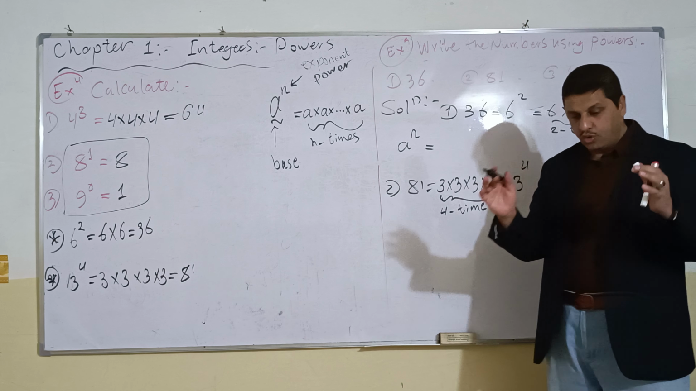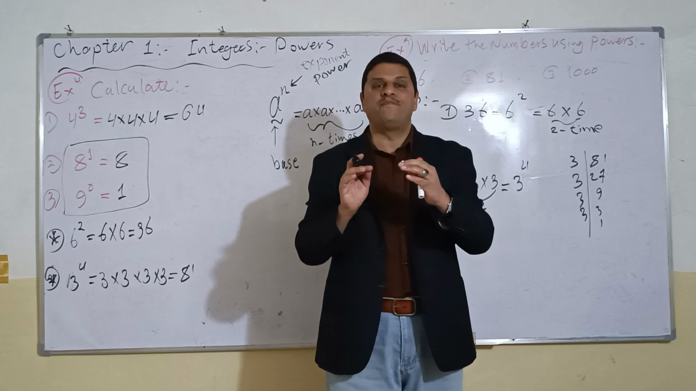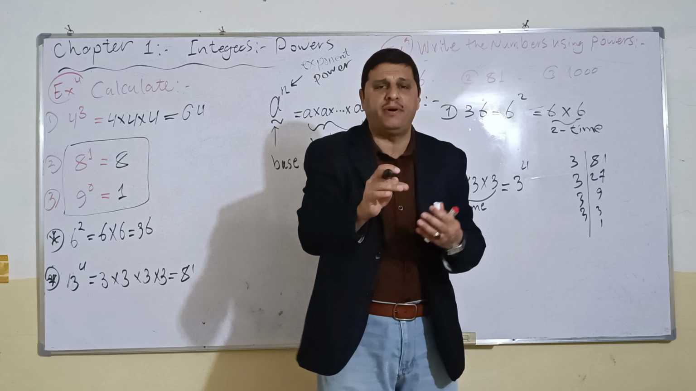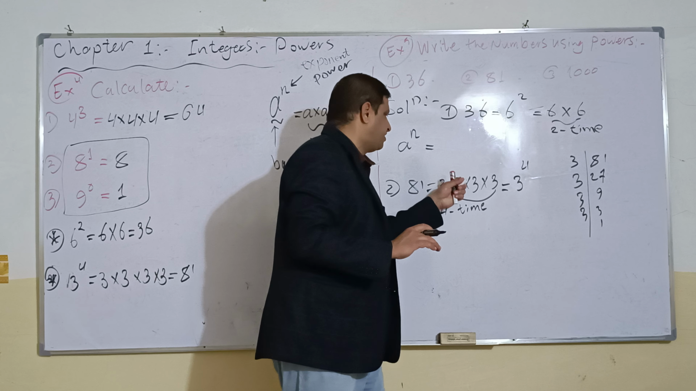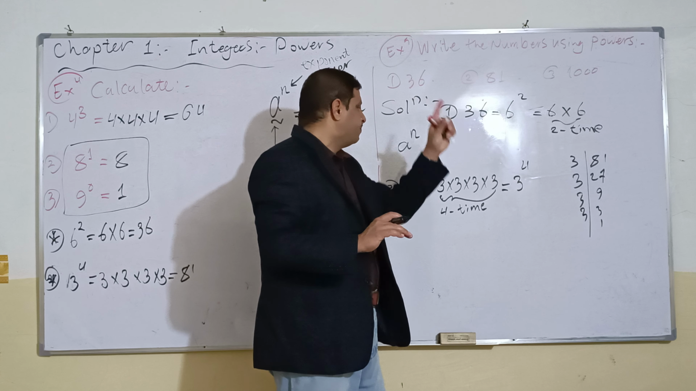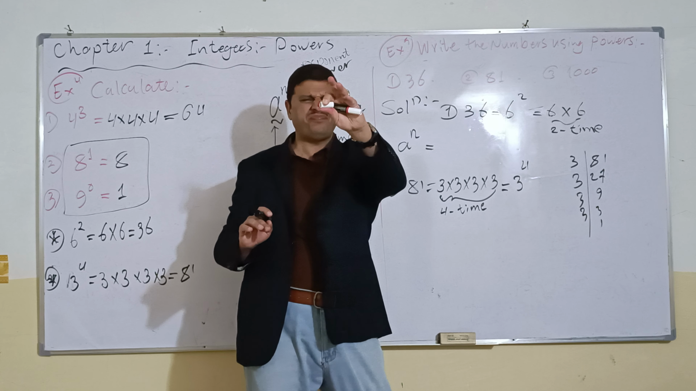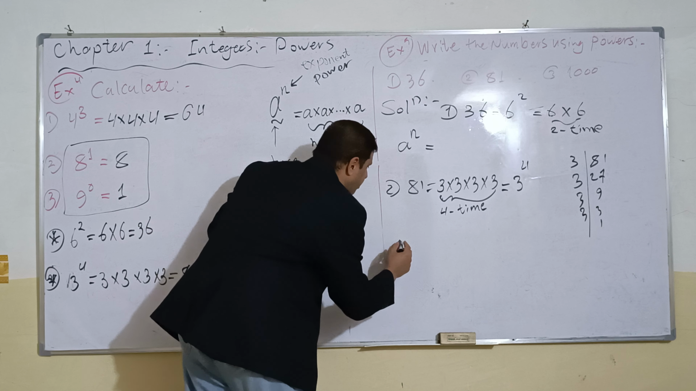Okay, students, go and analyze. You will get the result of multiplying the number by itself many times. 81 is 3 times 3 times 3 times 3. Go and take one of them. How many 3s? 4. So 3 to the power 4.